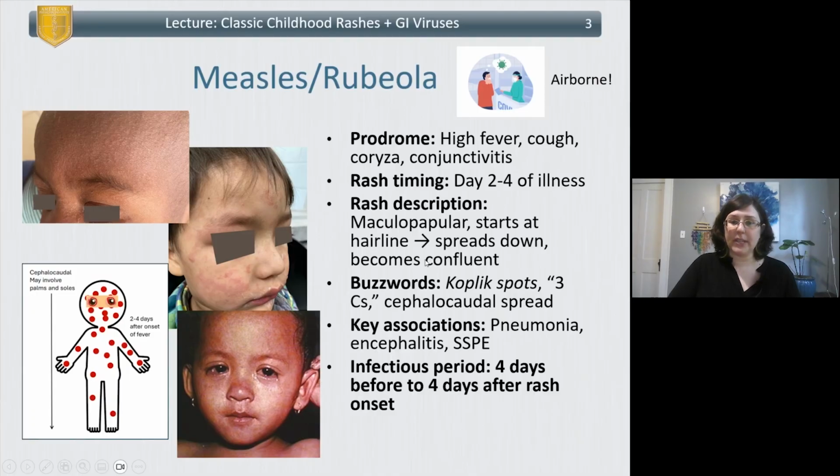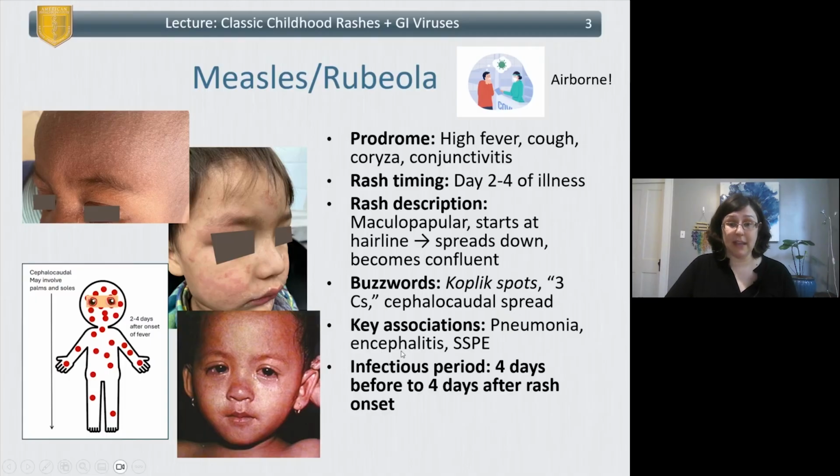The other thing that you can see is Koplik spots, which are sort of these bluish, whitish spots that are seen inside the mouth and the mucosa. And so one of the buzzwords is Koplik spots, and then the 3 C's, as we mentioned, and then the cephalocaudal spread. Key associations include pneumonia, which is a potential sequelae of a measles infection and can be very serious.